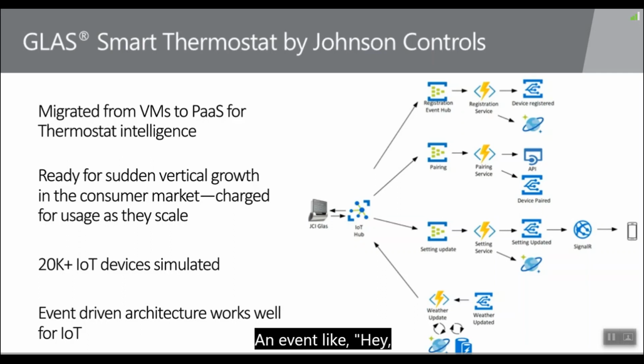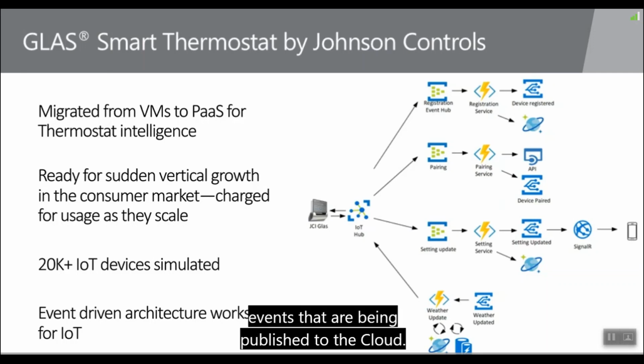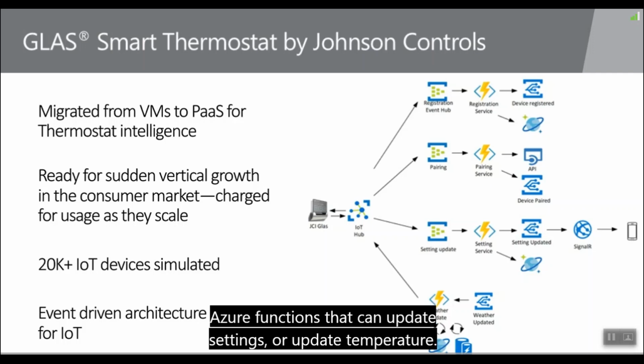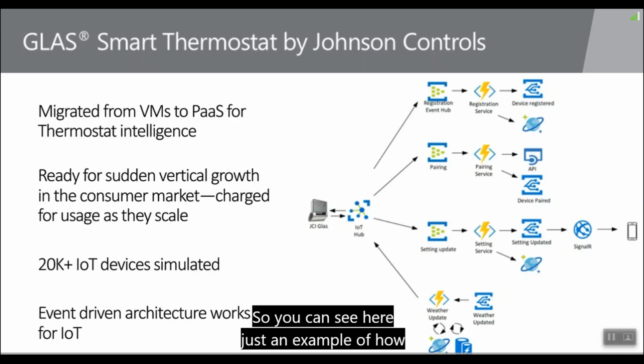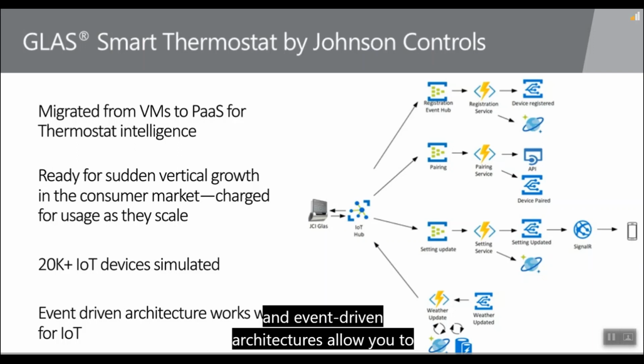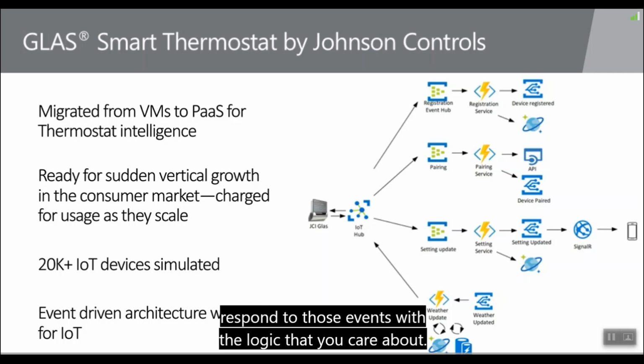An event like, hey, the temperature has changed, or somebody sets a new temperature, or whatever else it might be. All of these pieces of data, all of these pieces of insights are events that are being published to the cloud. And responding to each of those events are Azure Functions. Azure Functions that can register devices, Azure Functions that can pair devices, Azure Functions that can update settings or update temperature. So you can see here just an example of how you take something like an IoT device, you start emitting those events, and event-driven architectures allow you to respond to those events with the logic that you care about.